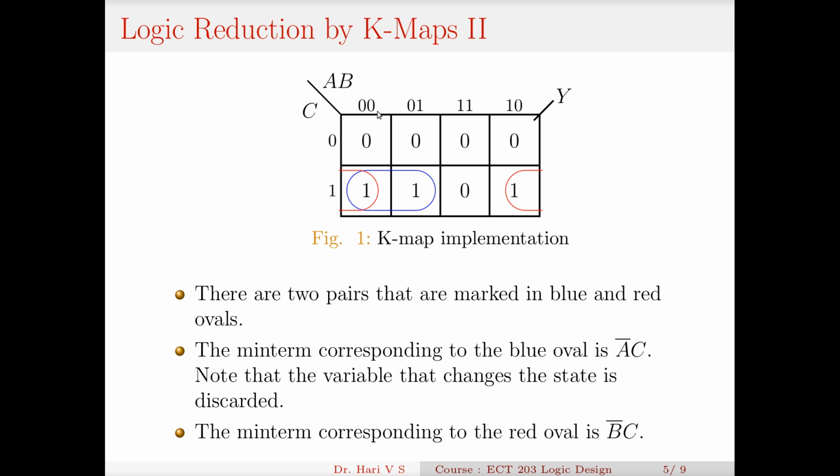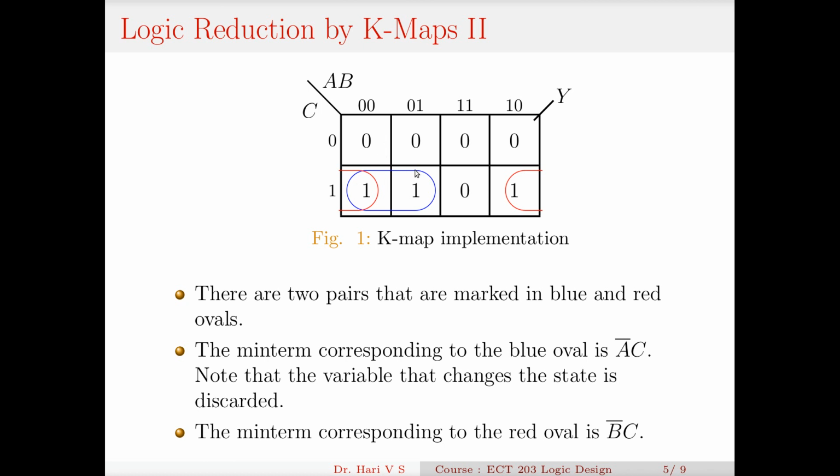Here you have 0 0 and 0 1. You see that the LSB changes from 0 to 1, but the MSB 0 does not change. This corresponds to my A. So here I get A and here I get C. So the minterm corresponding to this blue oval is A and C. Sorry, A bar and C, because it's a 0, so I must say A complement and C. Corresponding to this blue oval, it is A complement and C.